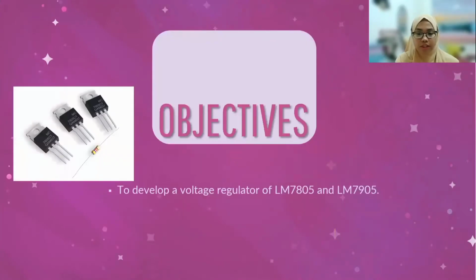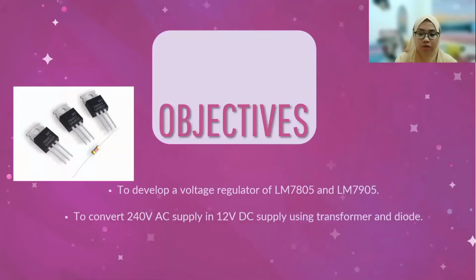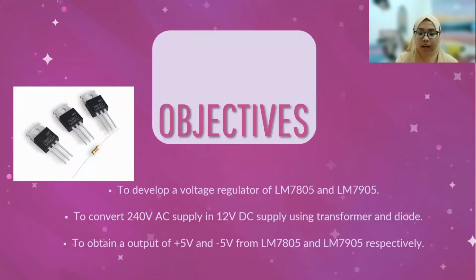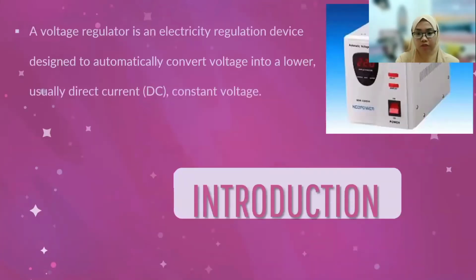So firstly, for the objectives, the first one is to develop a voltage regulator of LM7805 and LM7905. The second one is to convert 240 volt AC supply into 12 volt DC supply using transformer and diode. And the third one is to obtain an output of positive 5 volt and negative 5 volt from LM7805 and LM7905 respectively.